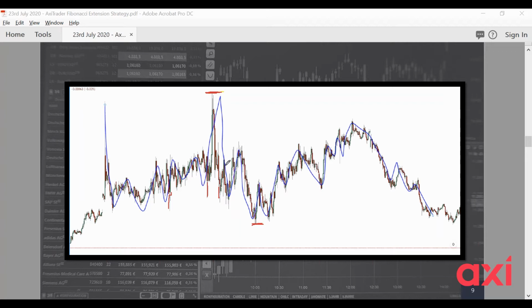Now, what is the problem with these wicks? A Fibonacci retracement from here down to here is very different from a Fibonacci retracement that starts from here down to here. The reason is that when there are such big wicks, it tells me that there's a lot of indecision and a lot of volatility happening in the market.